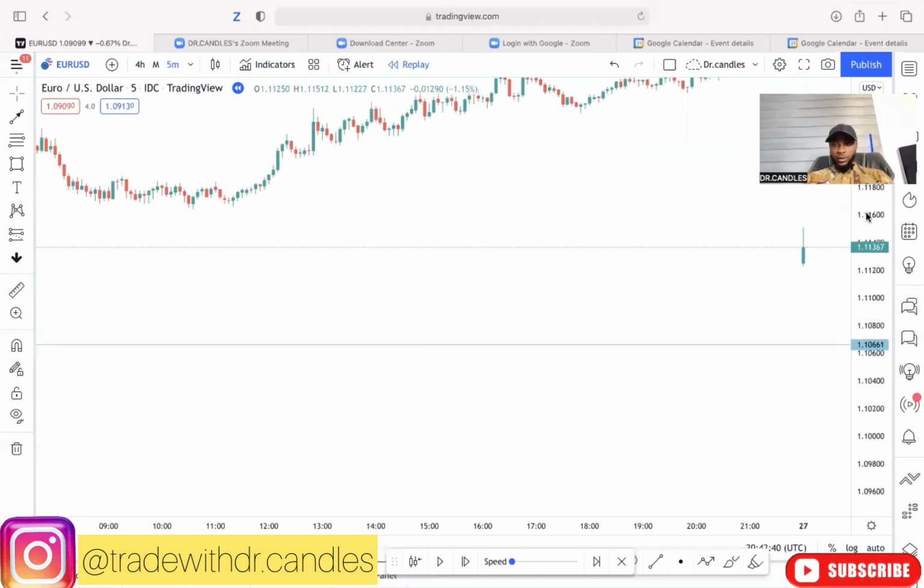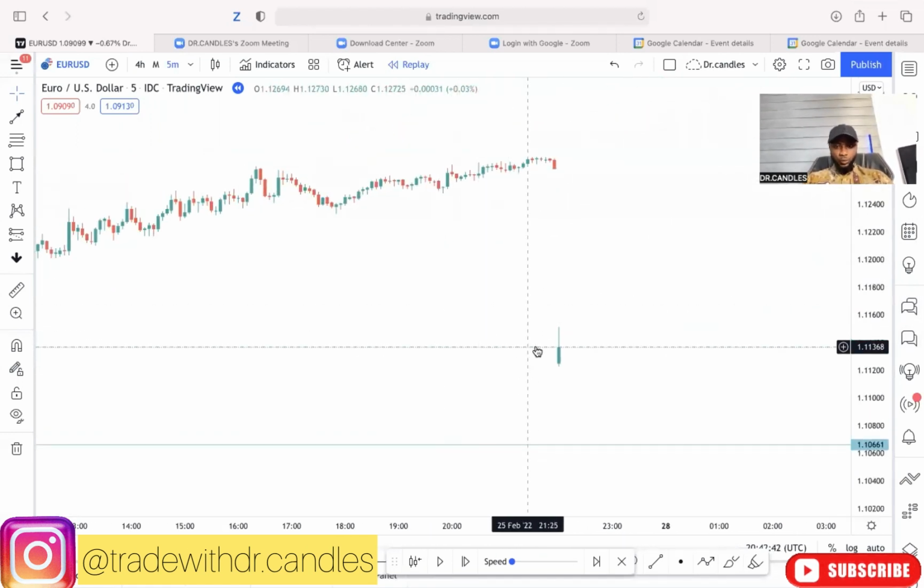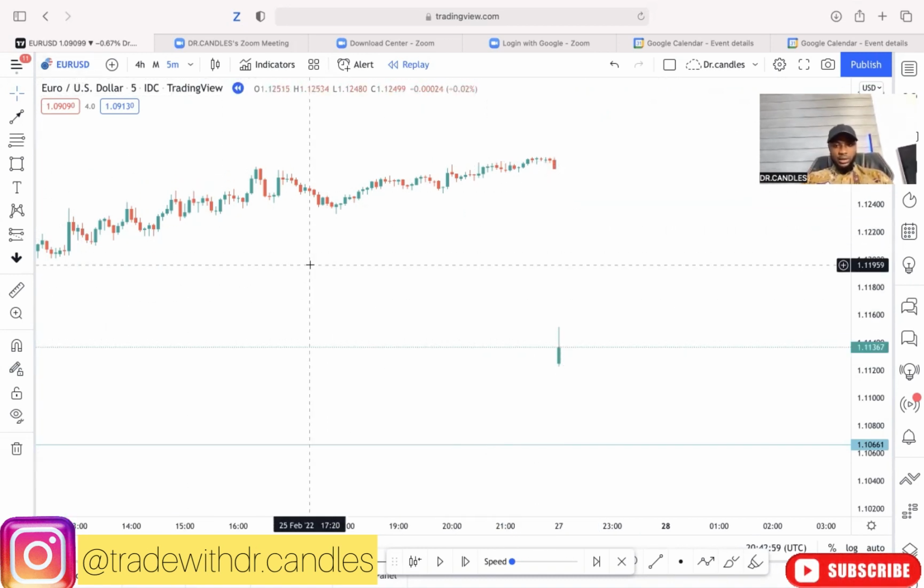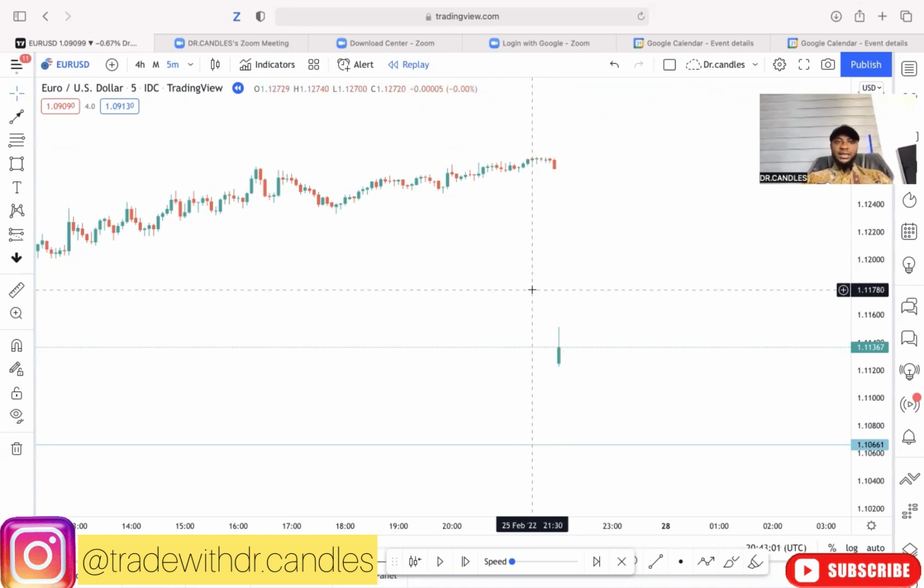So this was exactly how the market opened. So immediately, I think Sunday, around 9 p.m. GMT, the market opened. So quickly, there was a gap on Euro USD because of the recent news.